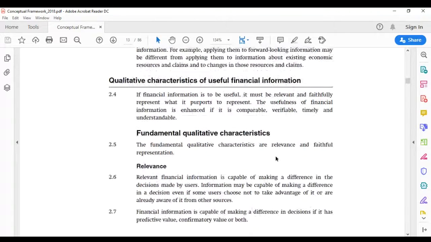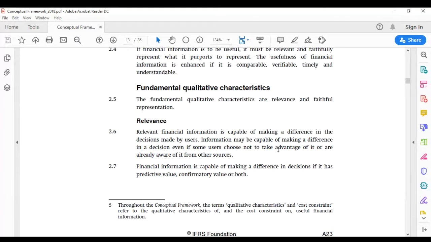Okay, so let's have a look at the fundamental qualitative characteristics first. When it comes to the fundamental qualitative characteristics, there are two mentioned by the conceptual framework. The fundamental qualitative characteristics are, first of all, relevance, right? So the information must be relevant to the situation, or relevant to the industry, or relevant to that particular entity, and also faithful representation.